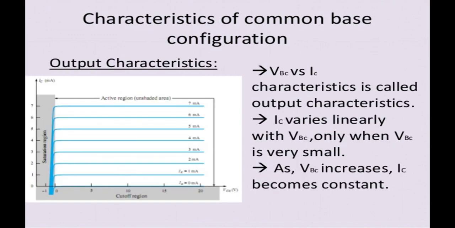This is the output characteristics of the common base configuration. IC varies linearly with the voltage across the collector and base terminals only when VCB is very small. As VCB increases, IC becomes constant. We see the rapid changes in this slide.